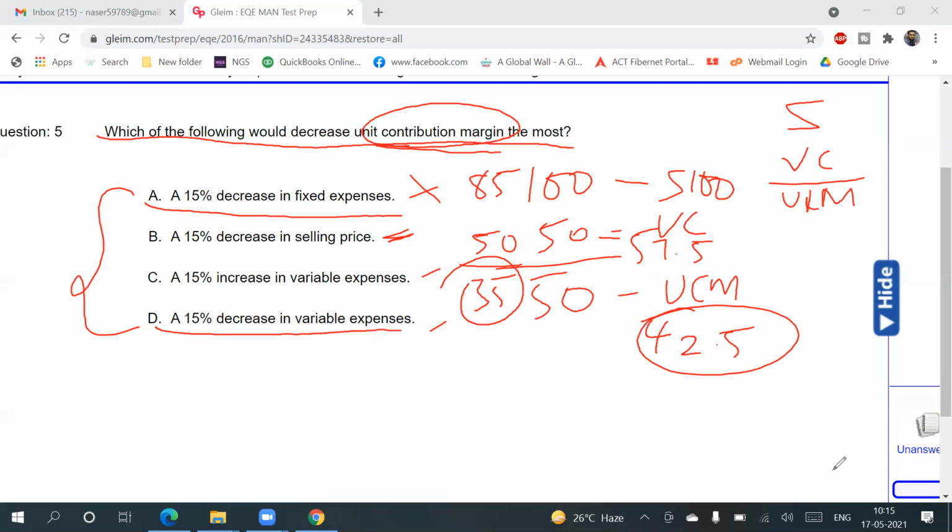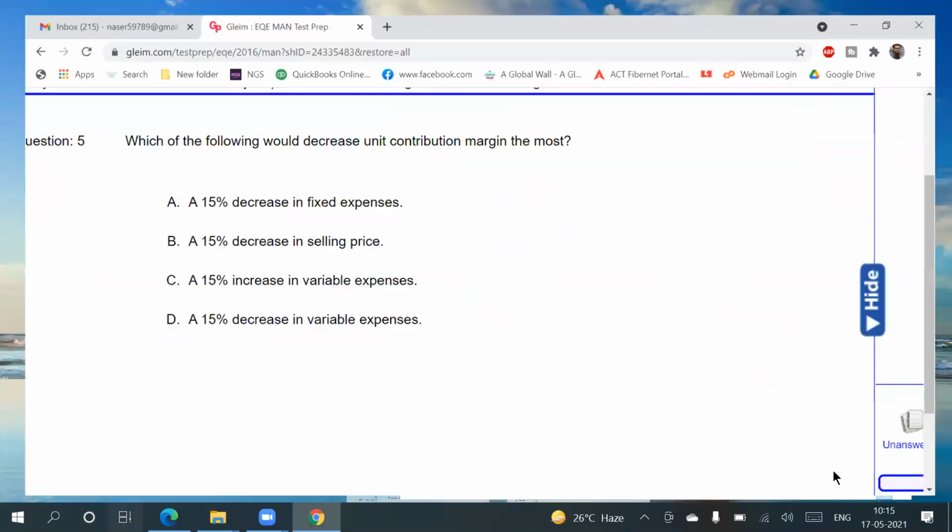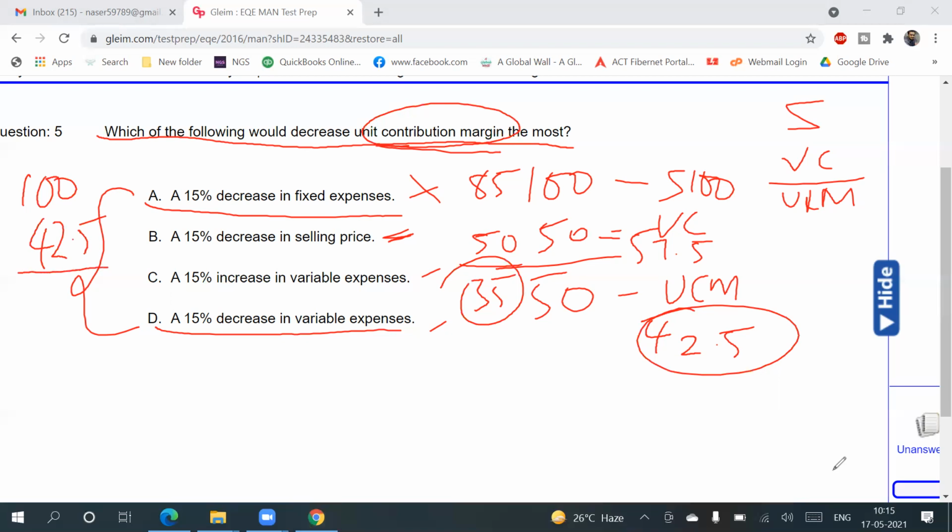Now let me just do it at this side. Suppose 100 is my sales, then 50 I need to decrease by 15%, which is 7.5. So 42.5 is my variable cost. Now let me just check it in here. When I decrease to 42.5, my unit contribution margin has increased. So this does not form part of the answer.